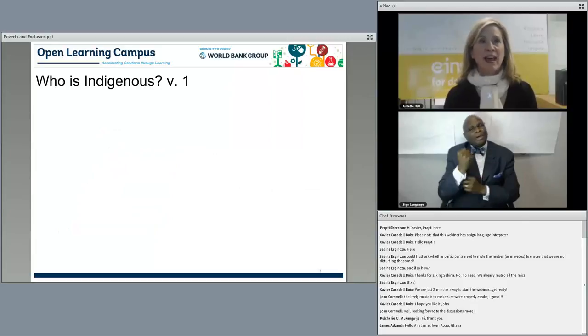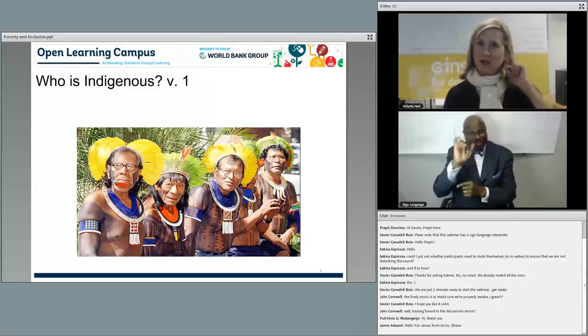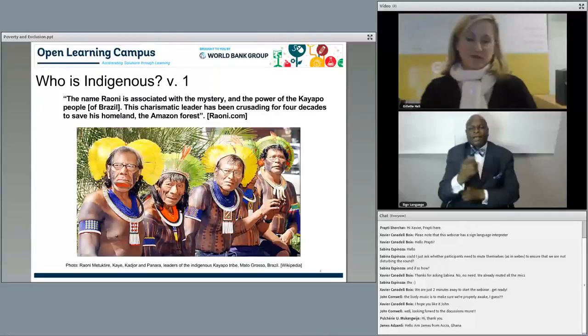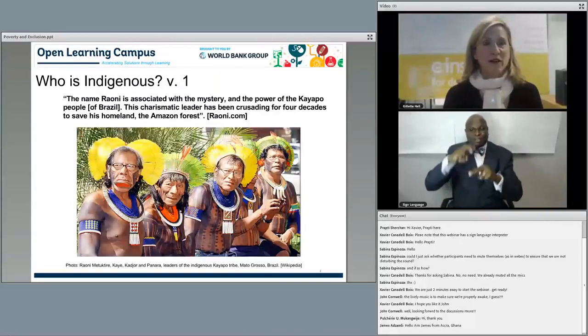So moving ahead, what we need to think about first is, what do we mean by this concept of Indigenous? Many people tend to think about it as this picture here shows. I think all of you would agree that the gentleman that we see here in this photograph could be categorized as Indigenous. You'll see by the text on the slide, the gentleman on the far left is actually a fairly famous Indigenous leader from Brazil.